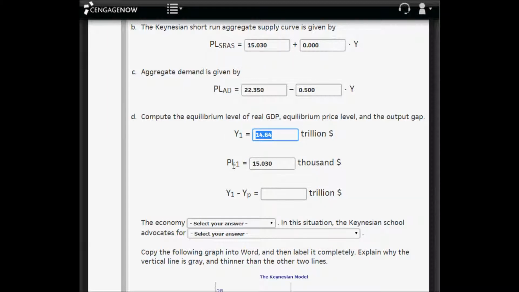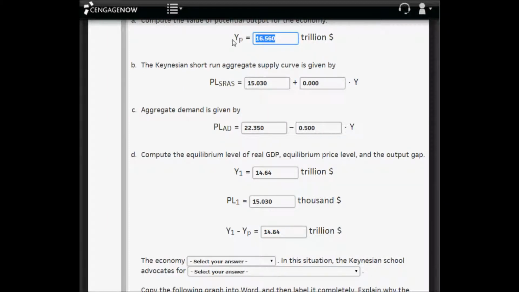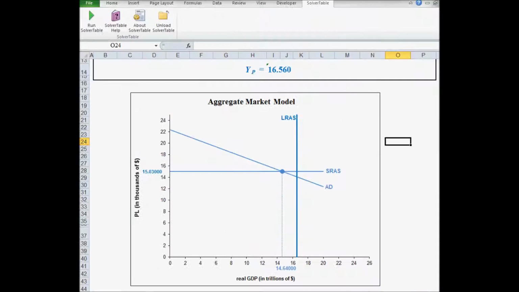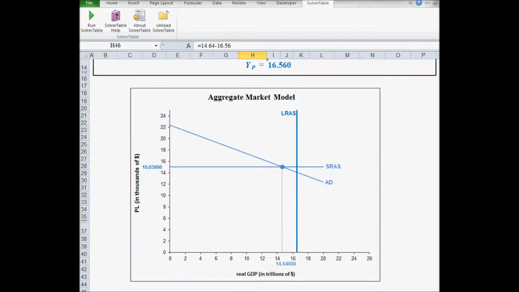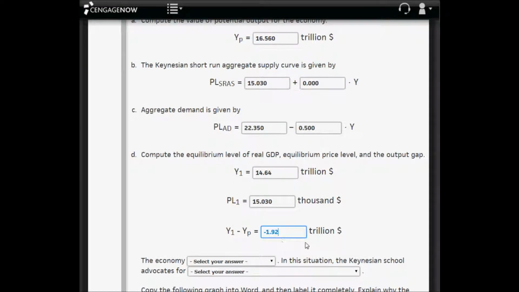The gap in GDP and potential output is the difference between the two. So this is what GDP is, and this is what it should be if the resources in the economy are fully employed. So I'm going to copy this into Excel. The difference, or the output gap, is a negative $1.92 trillion. So the output gap, in this case a recessionary gap, is negative 1.92. So the economy is in a recessionary gap.